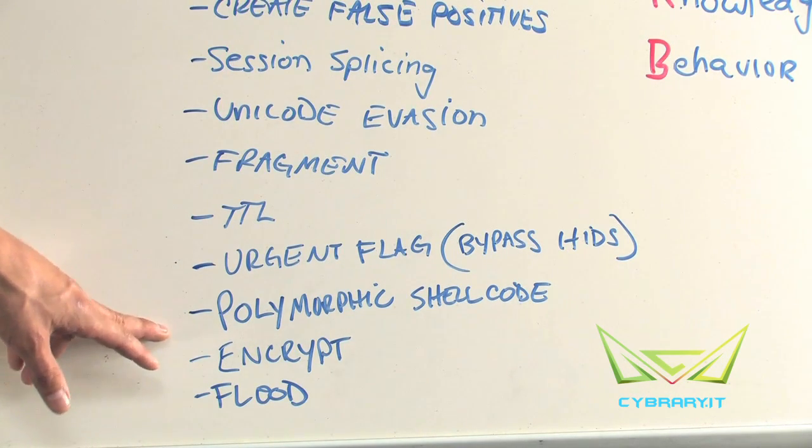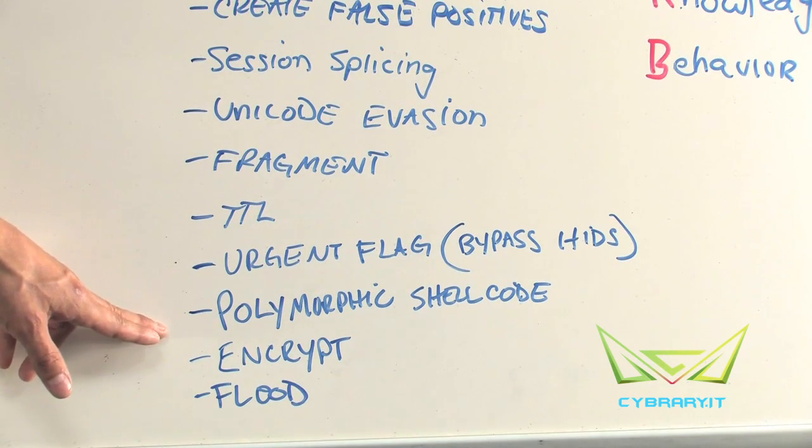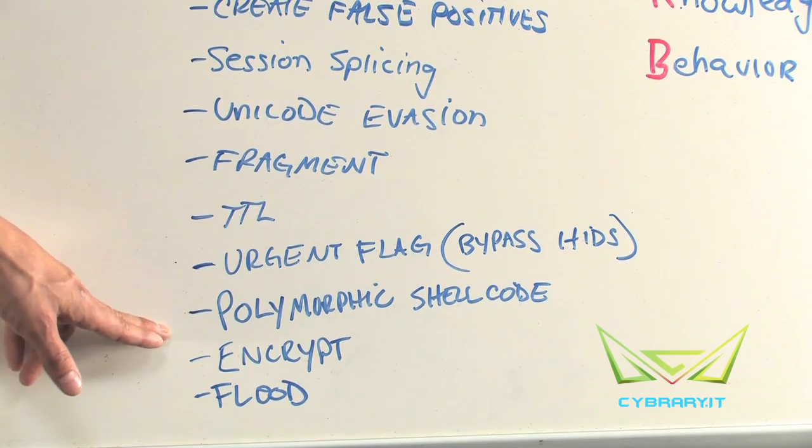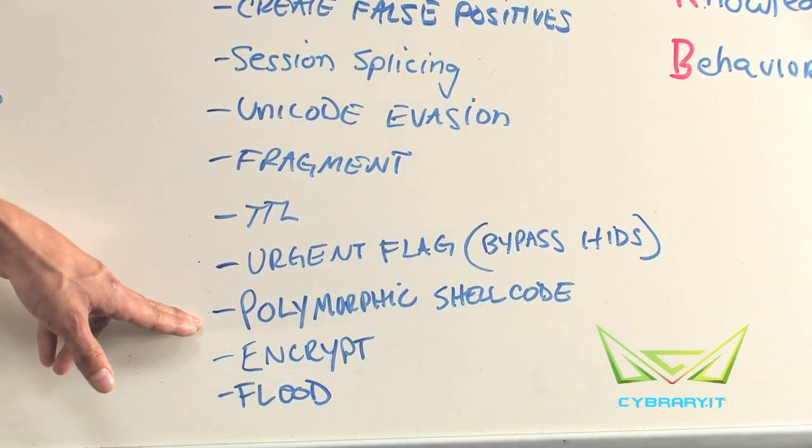Or polymorphic shellcode. Poly meaning many, morphic meaning changes. So this is shellcode that changes its signature all the time to avoid detection. And there's a couple really, really good algorithms that we'll talk about when we talk about Metasploit.